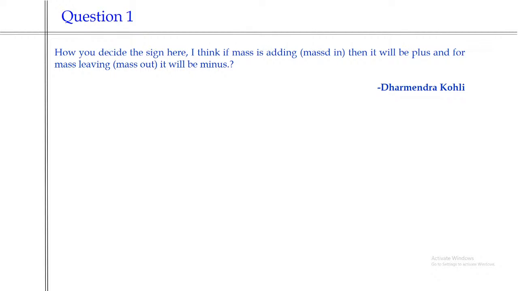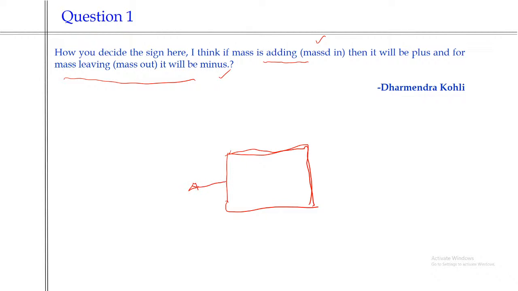Okay, there is a very good question: how do you decide the sign? I think mass entering is positive and mass leaving is negative. I think this was a really interesting question. If you look at it at the control volume level, I have a control volume, a simple rectangle, two dimensional. If I draw the normal vectors, this is my surface normal vector. If velocity is coming in from this direction, that means it is making an angle with the normal.